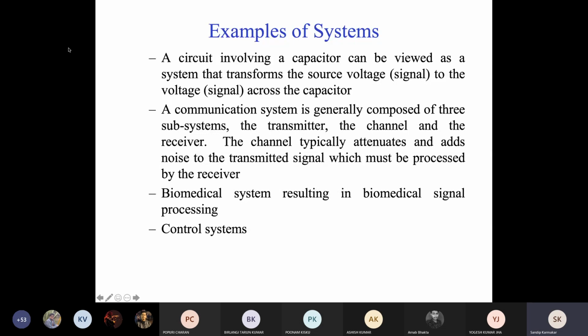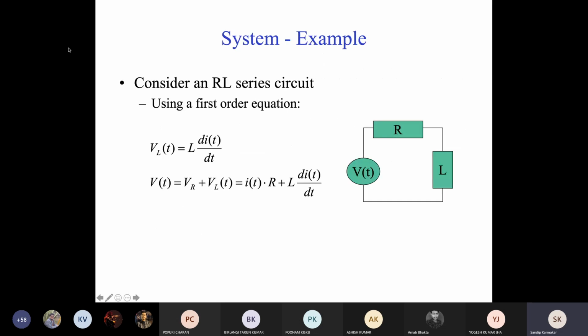A communication system is generally composed of three subsystems: the transmitter, the channel, and the receiver. The channel typically attenuates and adds noise to the transmitted signal, which must be processed by the receiver. Other examples are biomedical systems and control systems.